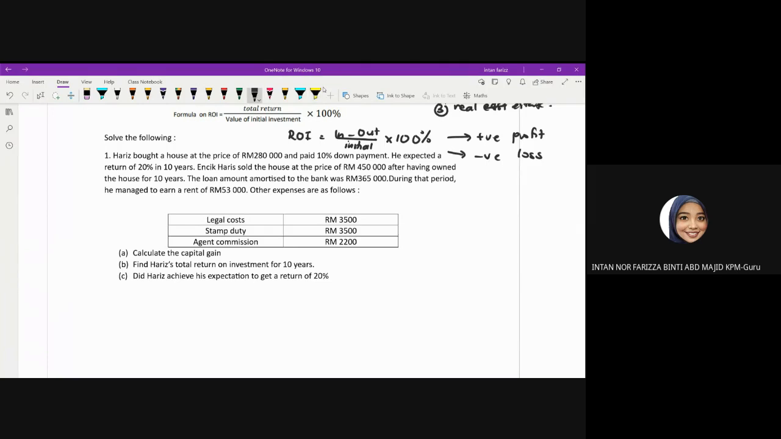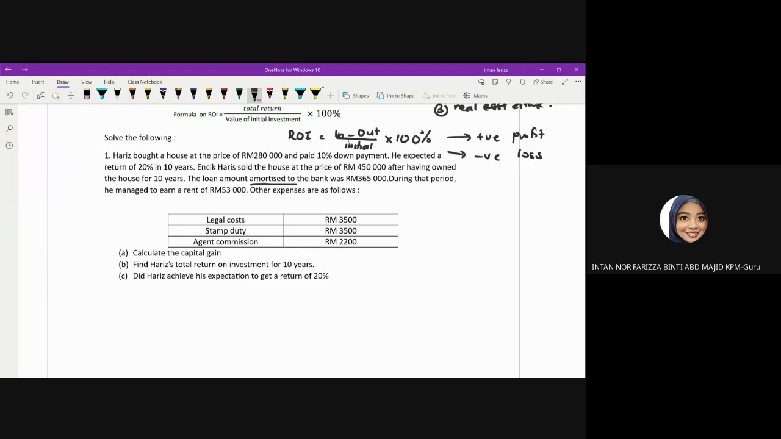Okay, so he expected a return of 20% in 10 years. So Encik Haris sold the house at a price of 450,000 after having owned the house for 10 years. So that means he kept the house for 10 years. After 10 years, he wants to sell it. So next, the loan amount amortized to the bank was RM 365,000. What does it mean by this word? That means this person, Encik Haris, already paid to the bank. Okay, dia dah bayar hutang-hutang dia, the loan up to 365,000.